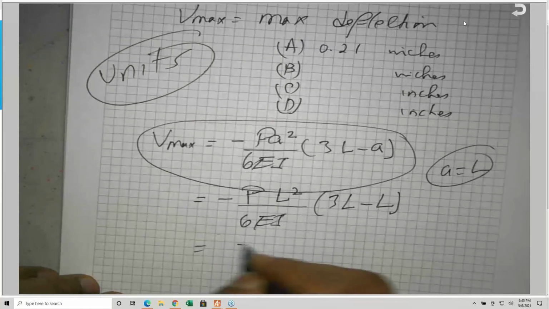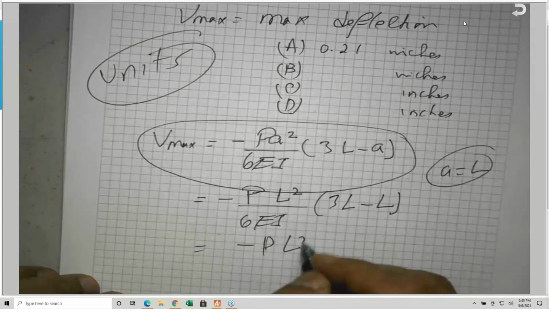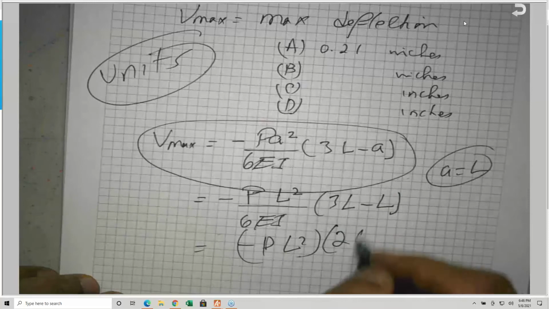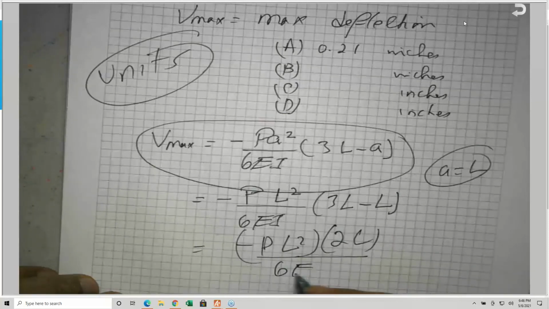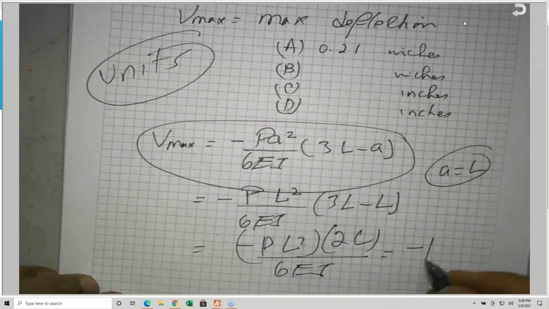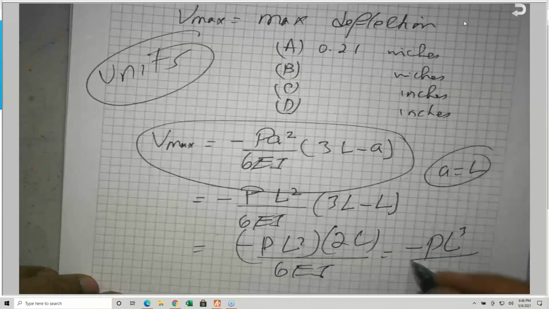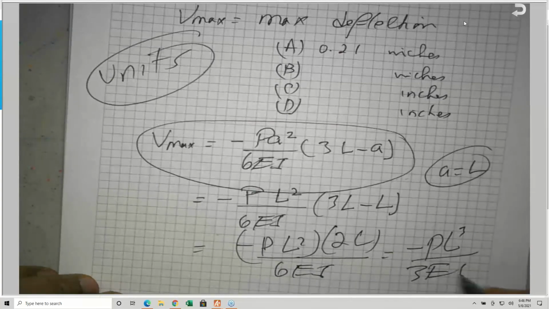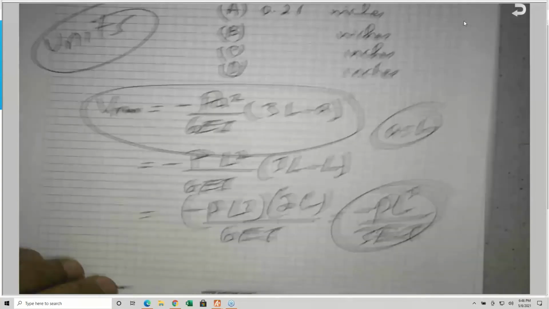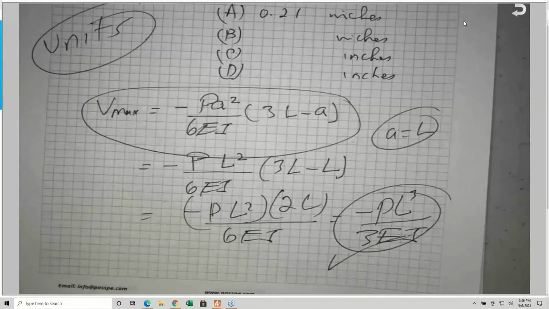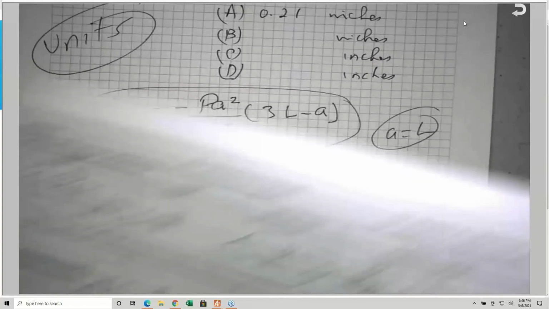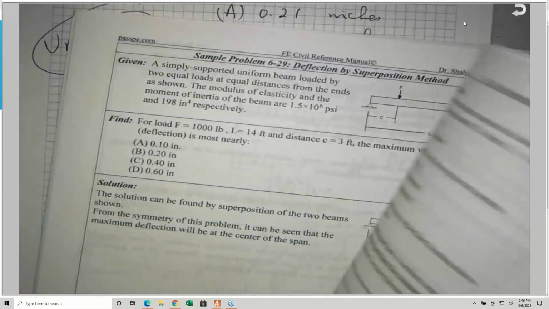This will give you negative P L squared, with 2L over 6 EI. This will give you negative P L cubed divided by 3 EI. So this is the equation you're supposed to use, and this is why I put it in my book. For a reason, I need you to be aware that they might give you a case that does not necessarily match what is given, so we need to be ready.